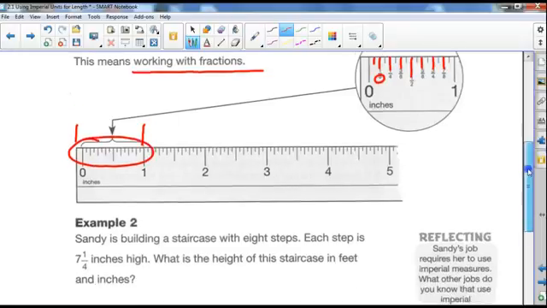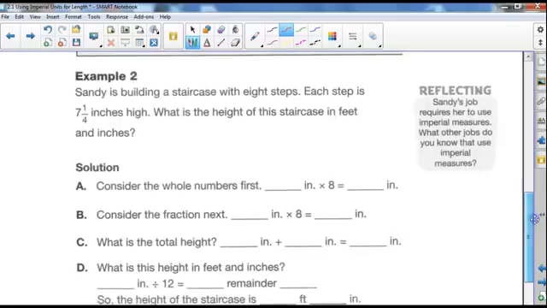So let's look at example number 2. Sandy is building a staircase with 8 steps. Each step is 7 1/4 inches high. What is the height of the staircase in feet and inches? Okay, so the solution. Consider the whole number first. So let's consider the 7.